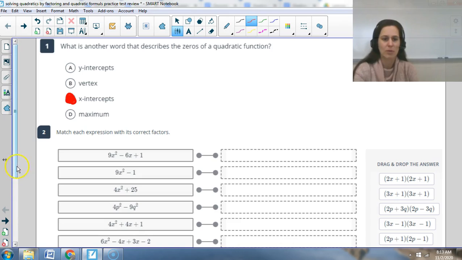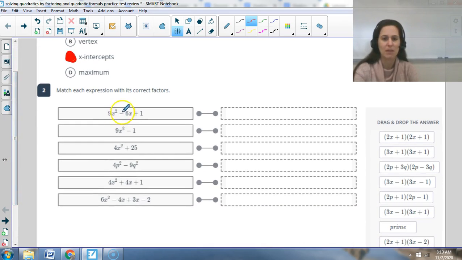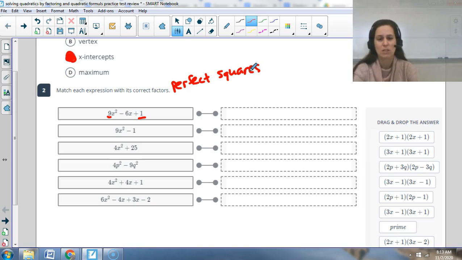So in number two, we had to do a lot of factoring. The main thing that you want to pay attention to is that the first term and the last term are perfect squares. So I'm going to write that out over here on the margin, perfect squares. And so we have to think about, do they fit that pattern of a perfect square trinomial or a difference of two perfect squares?